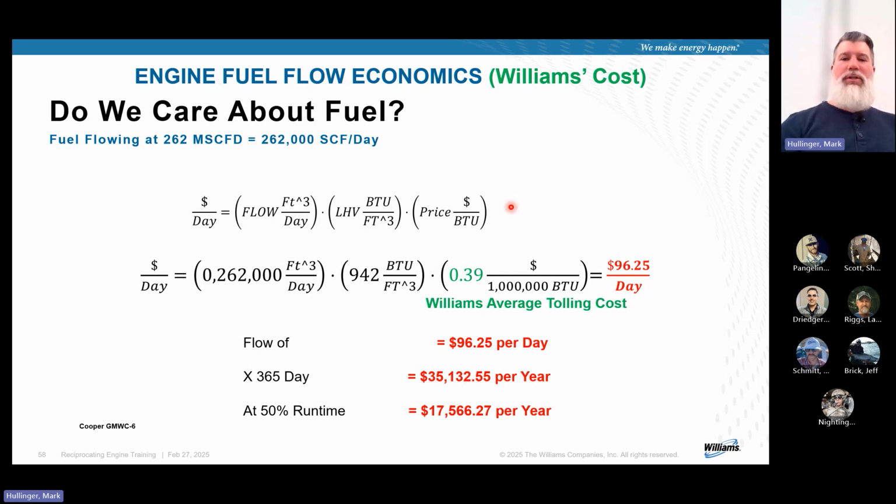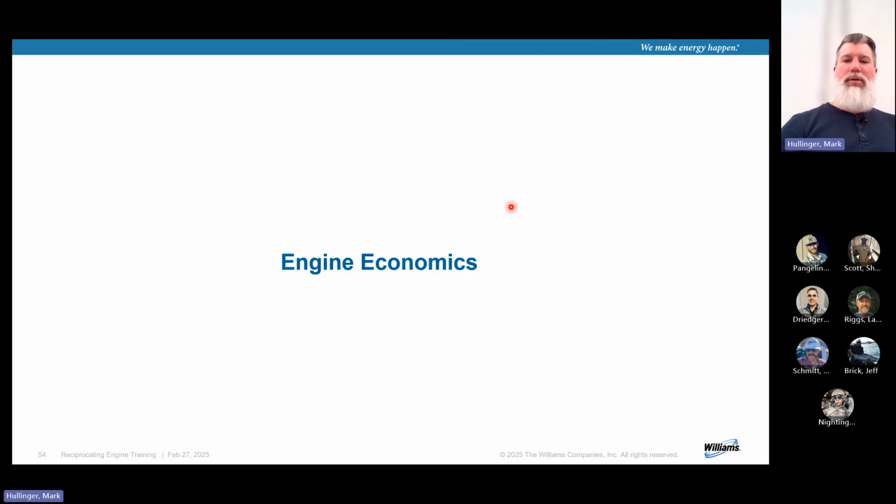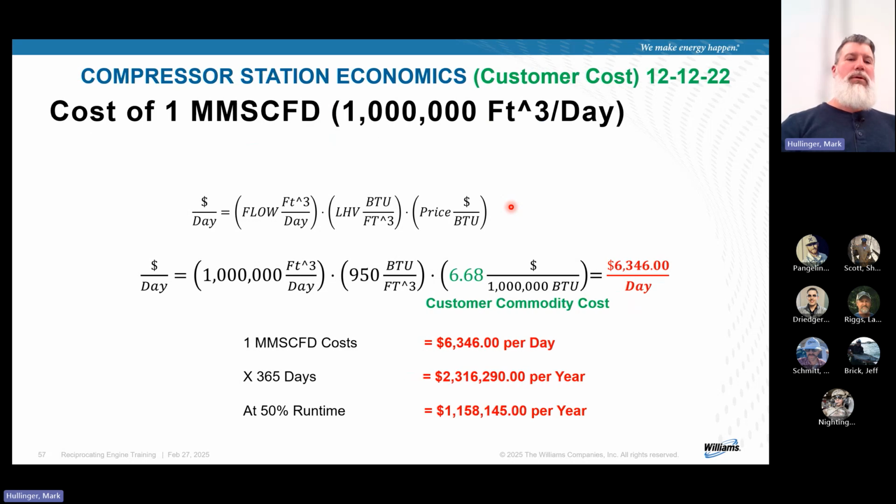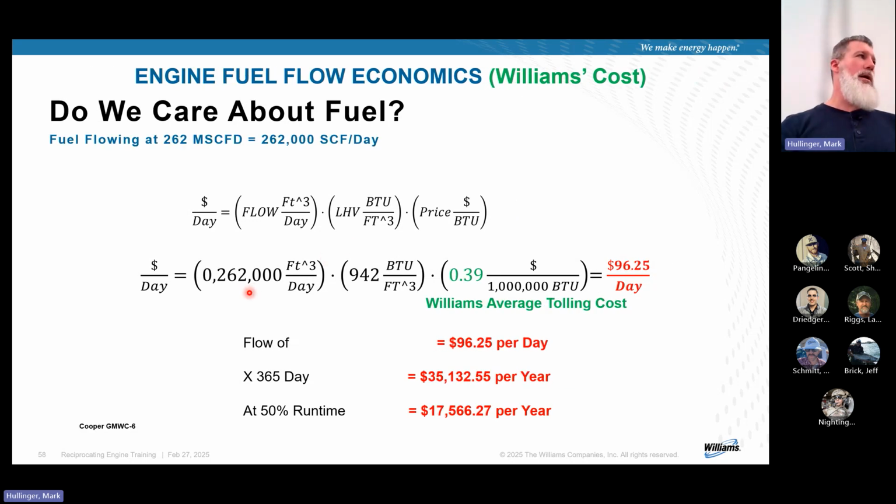So this particular engine that I had back here, this one right here, Green River engine, Cooper, 6-cylinder, 262,000, not million, thousand standard cubic feet per day, times the chromatograph value, 39 cents. So if we were to push that down the pipeline, it's $100 a day in gas that we use. So that's pretty inexpensive for a big engine. Right? So your PTO calculation on that one is the elevation change where the compressor's at? This BTU is just the chromatograph, and it was live at that time, 942. And this is lower heating value.